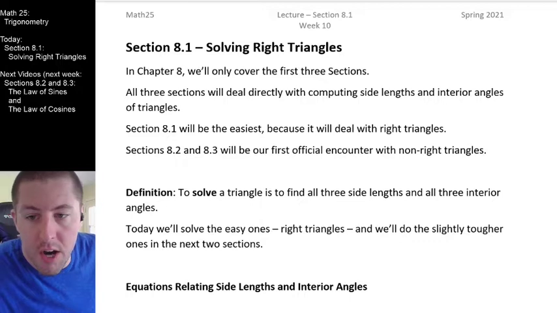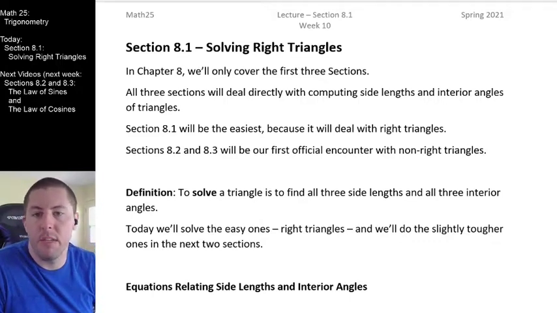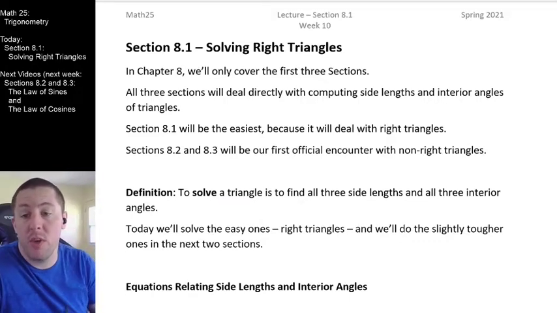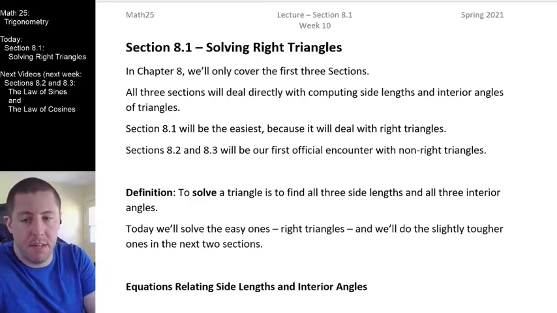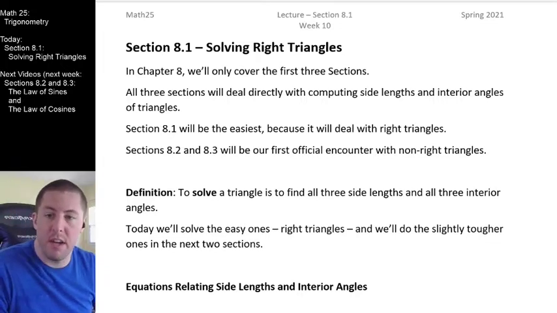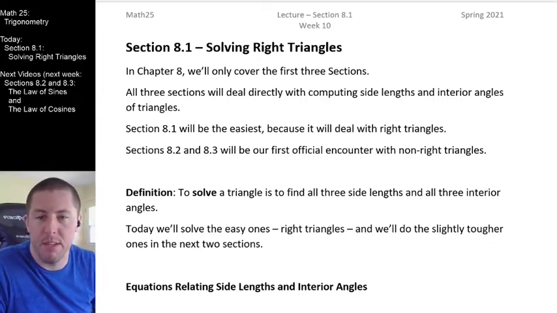We are here for our second section of week 10. Today we're going to talk about section 8.1. We just wrapped up chapter 7 with our previous video, and we're now going to move on to a smattering of other topics that are going to be associated with this class here.